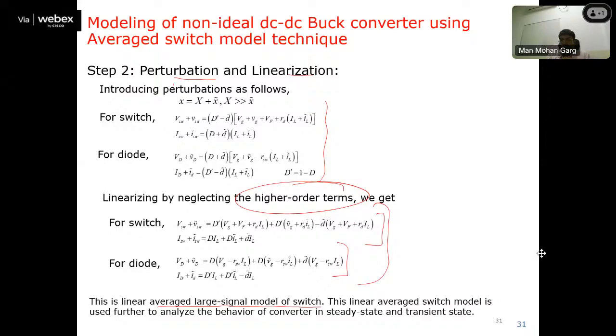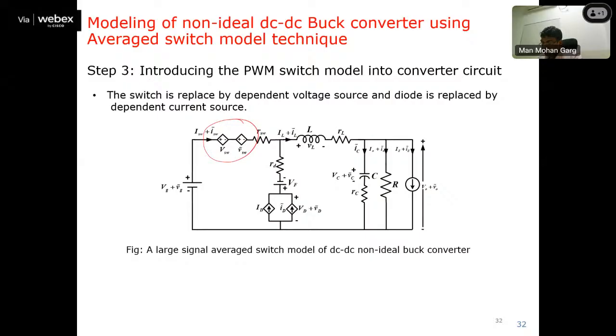This model is further used to obtain the transfer function. So how is it used? Now we replace this switch with this switch voltage and we replace this diode with this current source, right? So one is a dependent current source, one is an independent current source. You can say one is a fixed source, one is depending upon the perturbations. Now the remaining parts go as they are, because this is the average switch modeling. So we need to do averaging of the switch current, switch voltage, diode current, and diode voltage only.